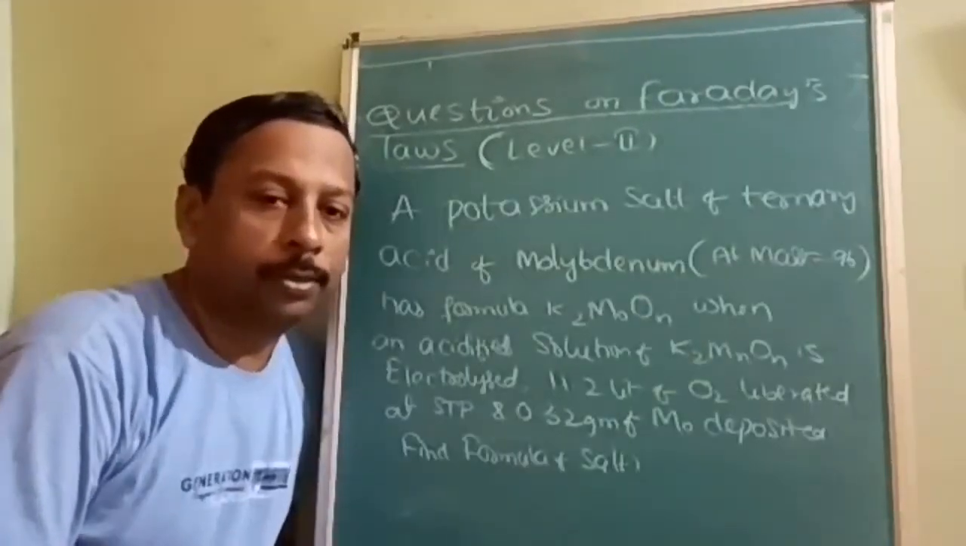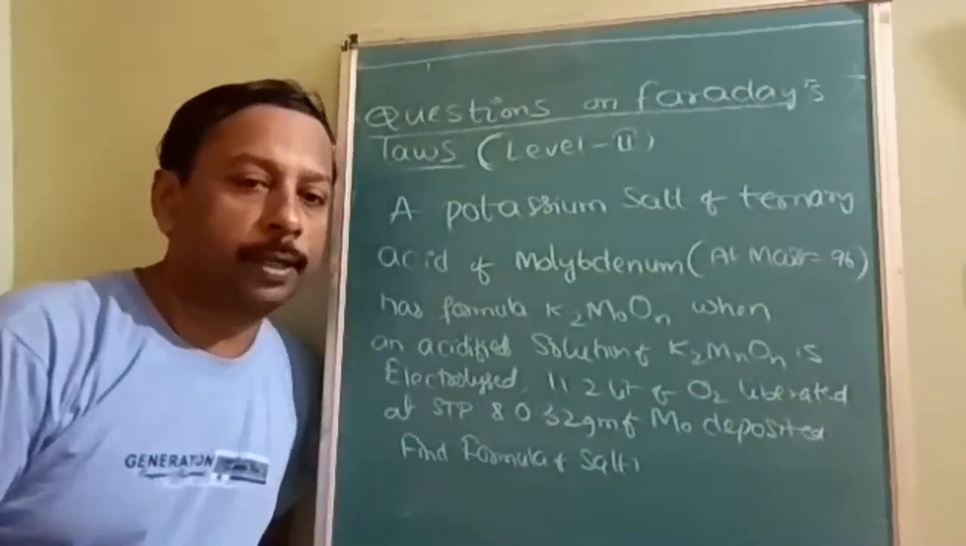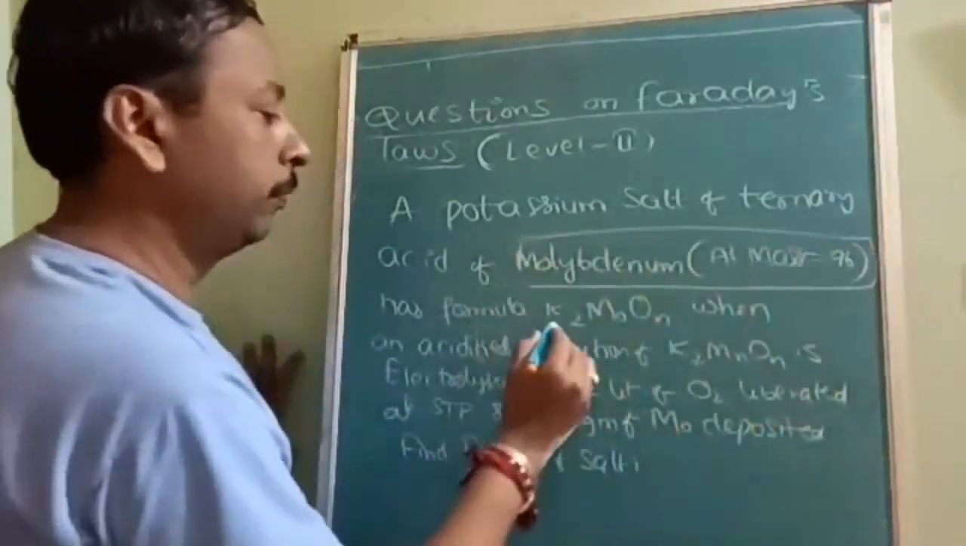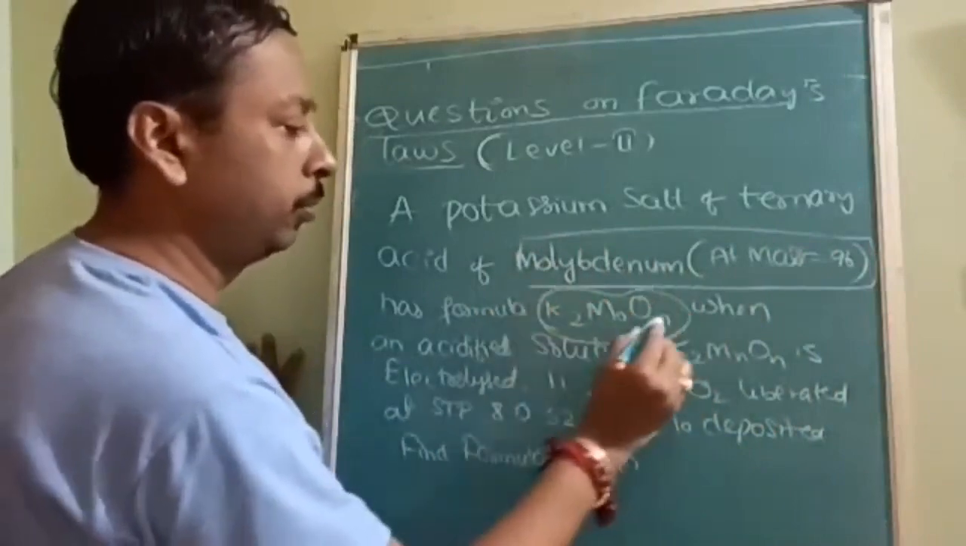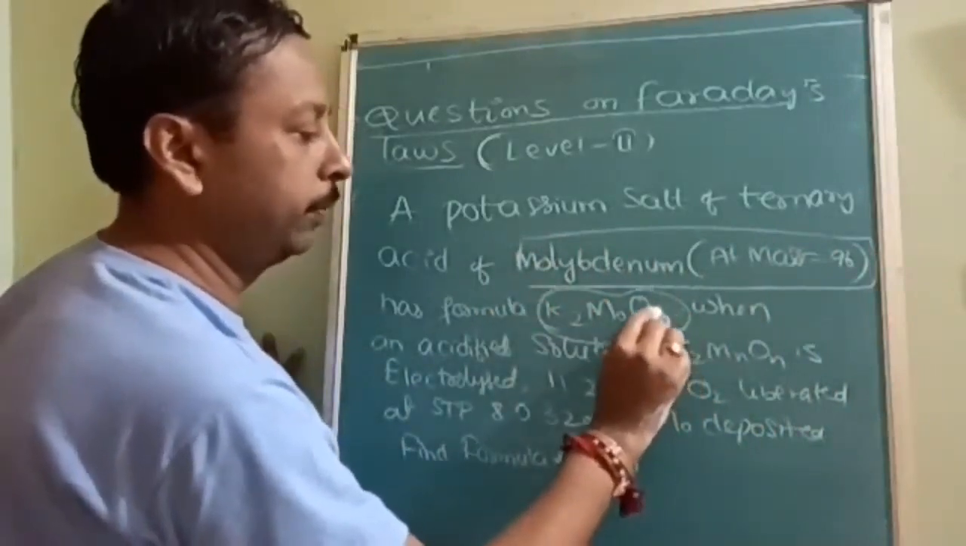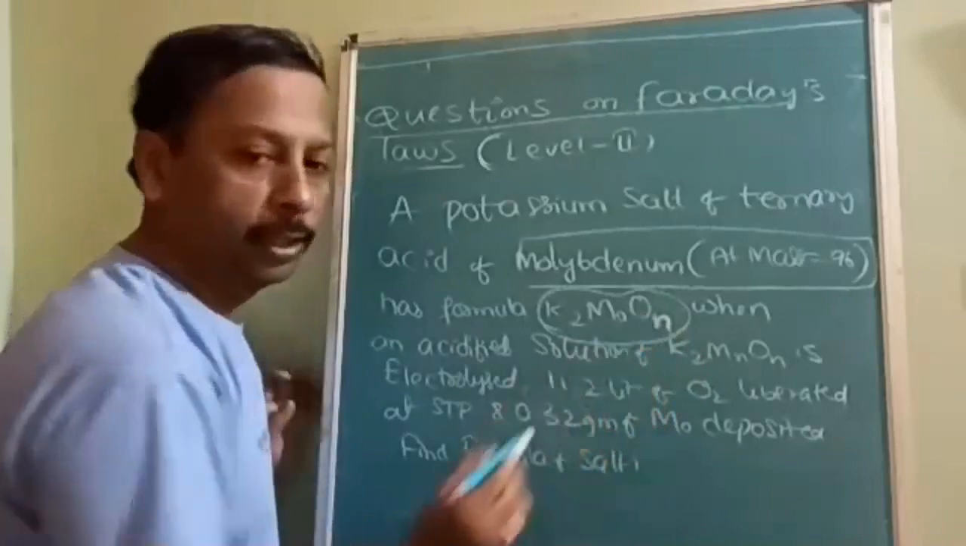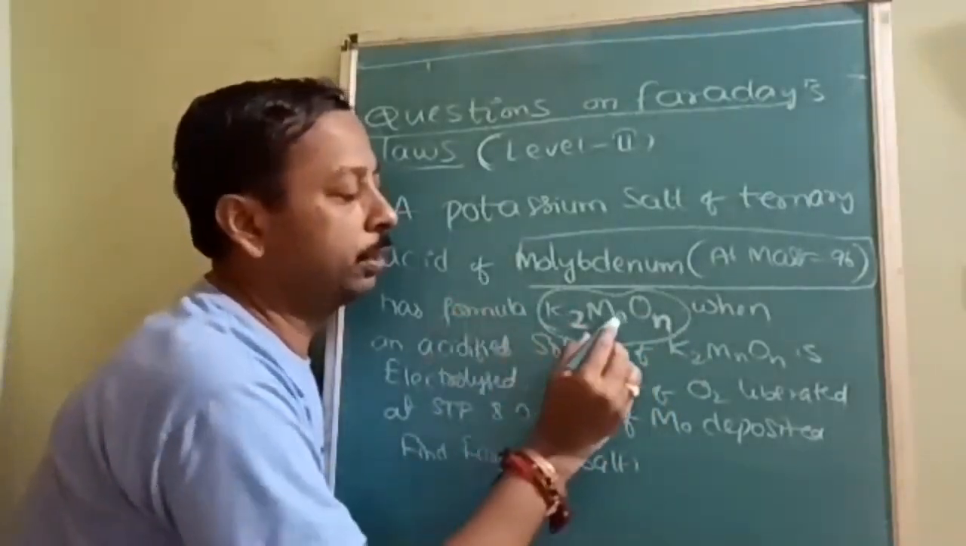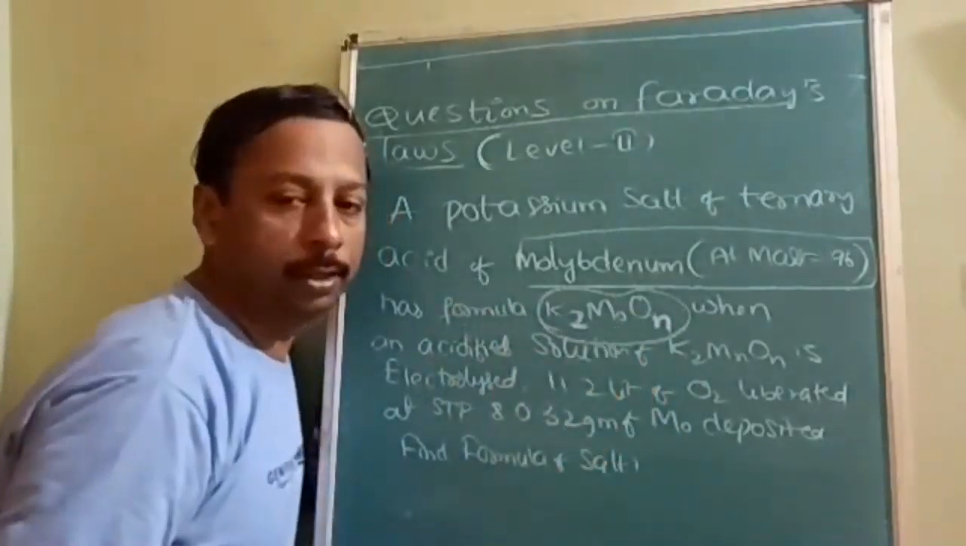In the next question, a potassium salt of some ternary acid of molybdenum. The molecular formula is K2MoOn. The main intention of this question is to find out n. The rest are all fixed: 2 potassium, 1 molybdenum and n oxygen.